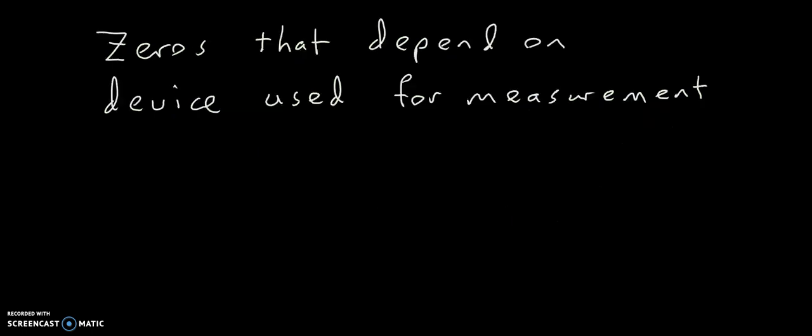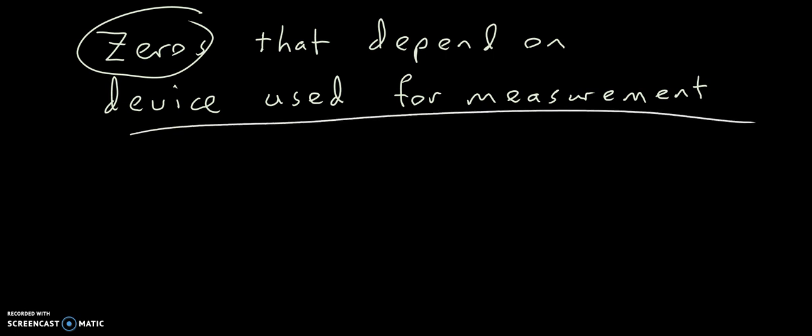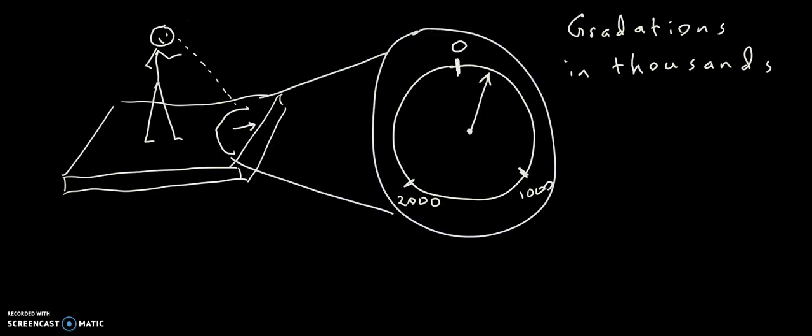Then our last guideline is there's some zeros that, whether they're significant or not, depends on the device that's actually used to make the measurement. Now in this circumstance, let's say an individual gets onto a large scale, and we notice that for this scale, the gradations are in the thousands.